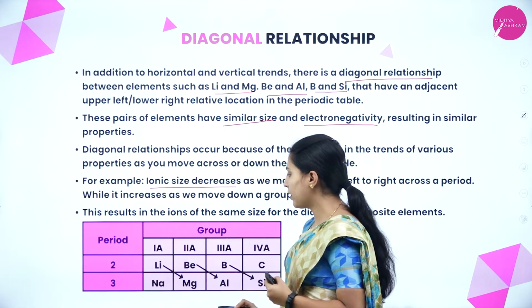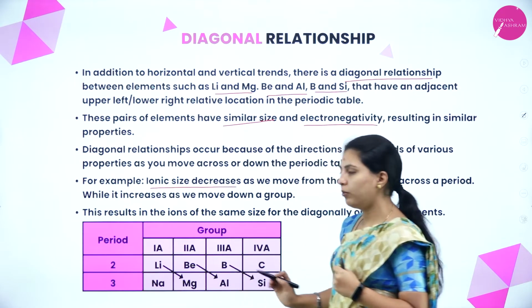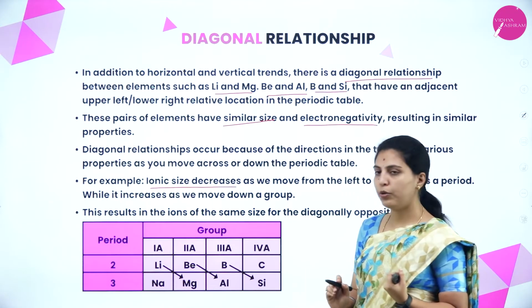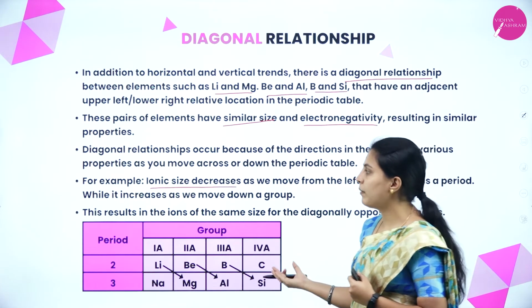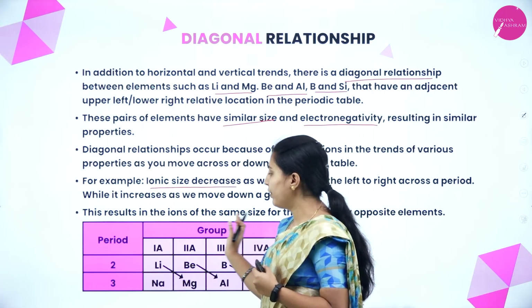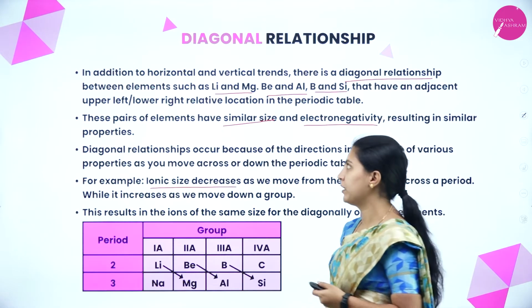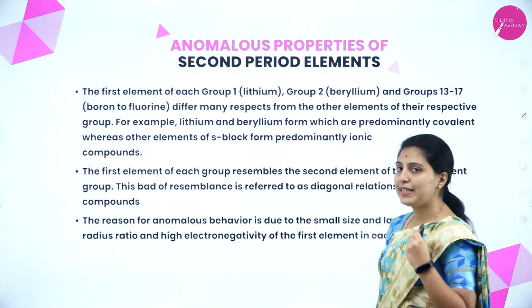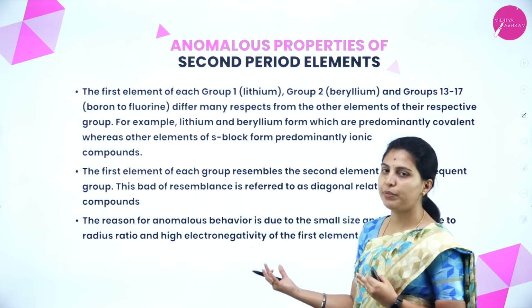Lithium and magnesium have similar properties. Beryllium and aluminium have similar properties. Similarly, boron and silicon have similar properties. This is the diagonal relationship we can see in the second and third periods. Next, we'll see the anomalous properties of second period elements. This was about the diagonal relationship only.